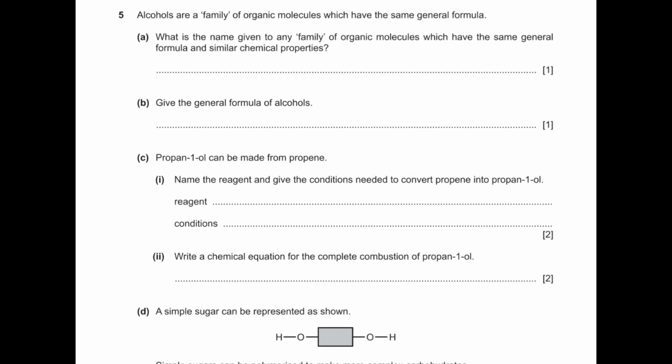Question 5. Alcohols are a family of organic molecules which have the same general formula. What is the name given to any family of organic molecules which have the same general formula and similar chemical properties? That's the homologous series. Give the general formula of alcohols.